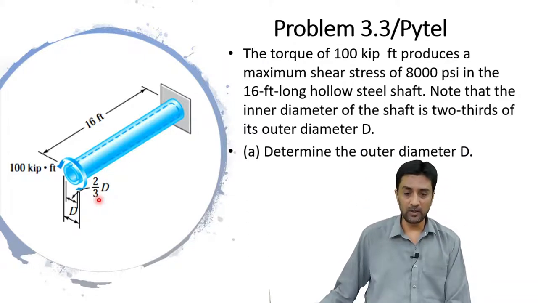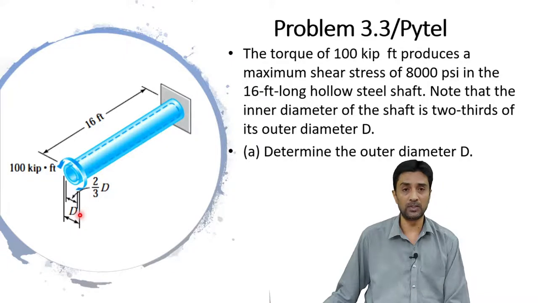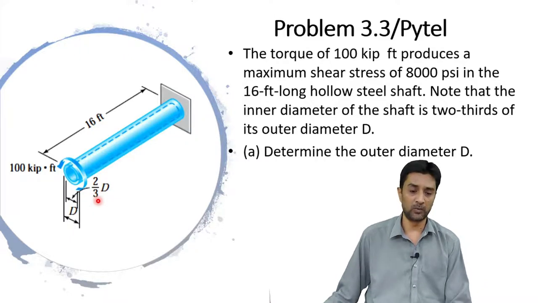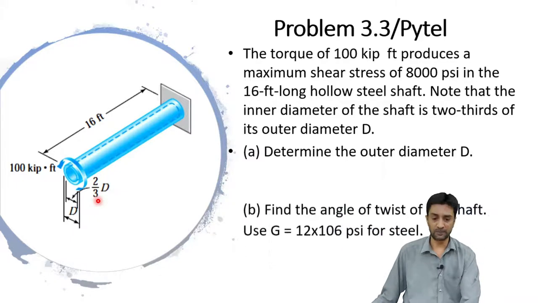So what we need to find is the outside diameter, since the diameter is unknown. And once we know the outside diameter, then with the help of the information that the inner diameter is 2/3 of the diameter, we would be able to find the inner diameter as well.